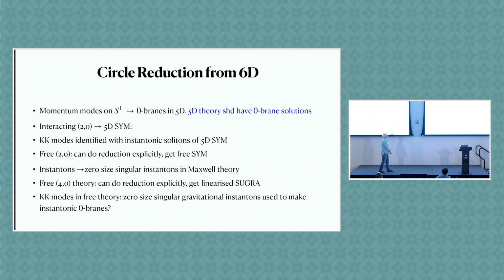So if we're looking at momentum modes on the circle, these become naught branes in 5D, so the 5-dimensional theory should have naught brane solutions corresponding to these. The interacting 2,0 theory gives 5-dimensional super Yang-Mills, and the Kaluza-Klein modes are identified with these instantonic solitons I've mentioned. And in the free 2,0 theory, we can do the reduction explicitly to get super Maxwell theory. But in this limit, the instantons become zero-size singular solitons in the Maxwell theory.